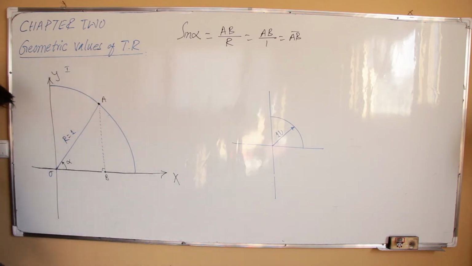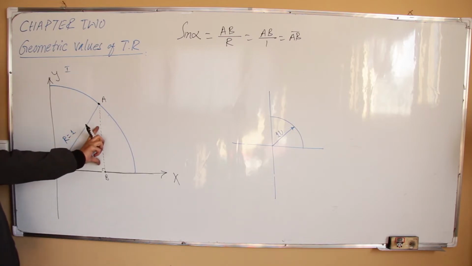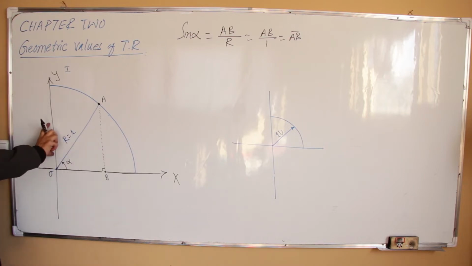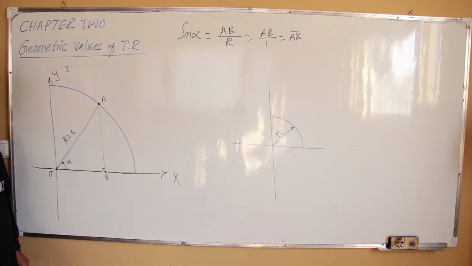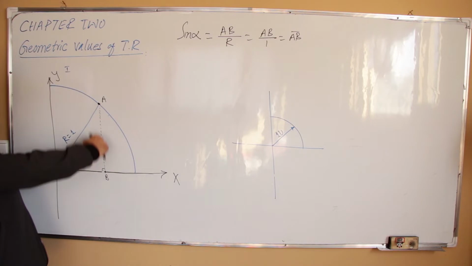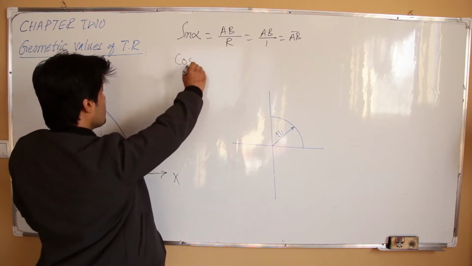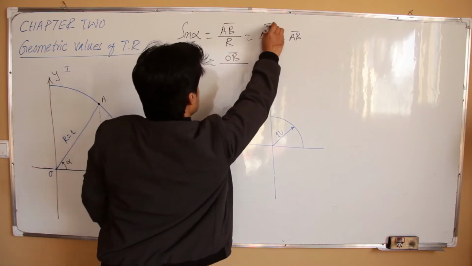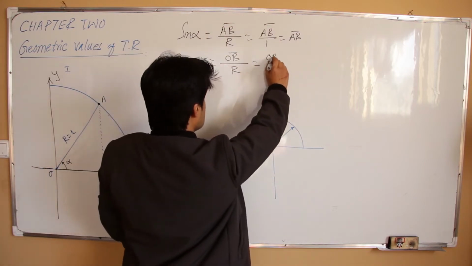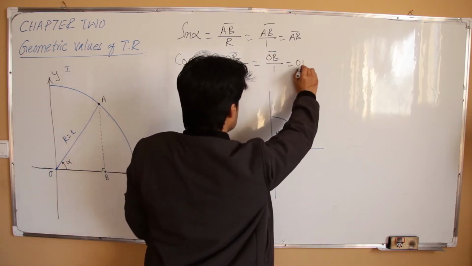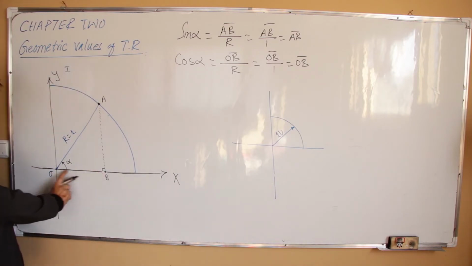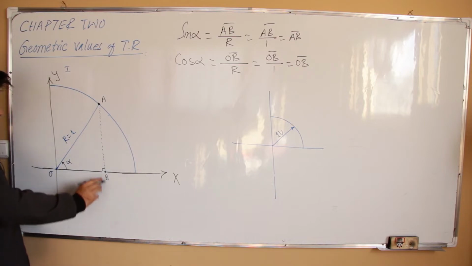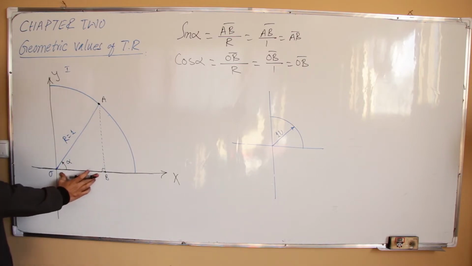What does it mean? It means if you have a circle in which R is 1 unit, this line, which is the ordinate, parallel to the y-axis, indicates the value of sine. Wait a moment. Now I will define cosine of alpha. What is cosine of alpha? Adjacent OB divided by R. Now OB is OB. What is R? 1. OB divided by 1 is OB. This line OB, which completely touches the x-axis, is called the abscissa, and this one shows the value of the cosine.